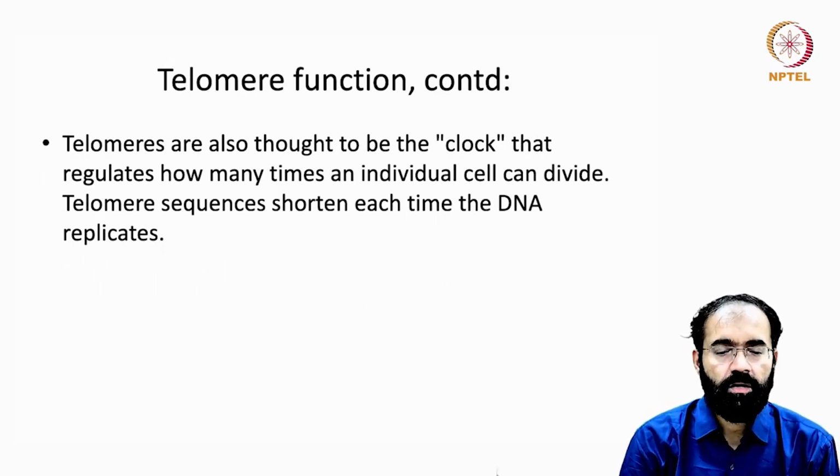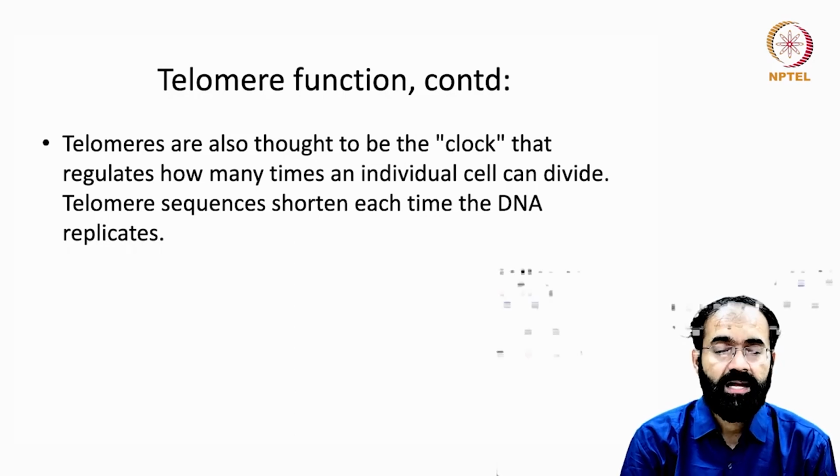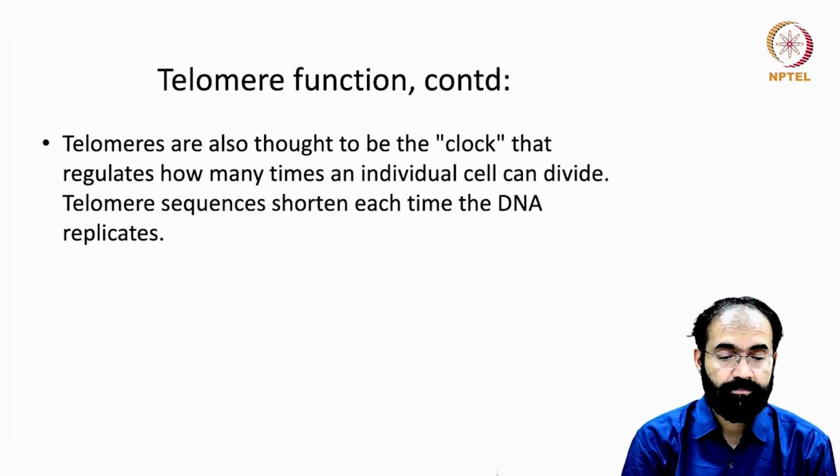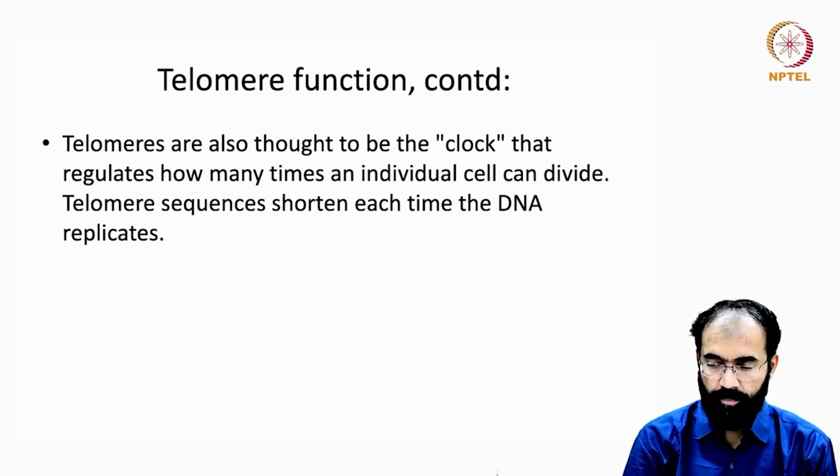Telomeres are also thought to be the clock that regulates how many times an individual cell can divide. Telomere sequences shorten each time the DNA replicates because of the end replication problem.